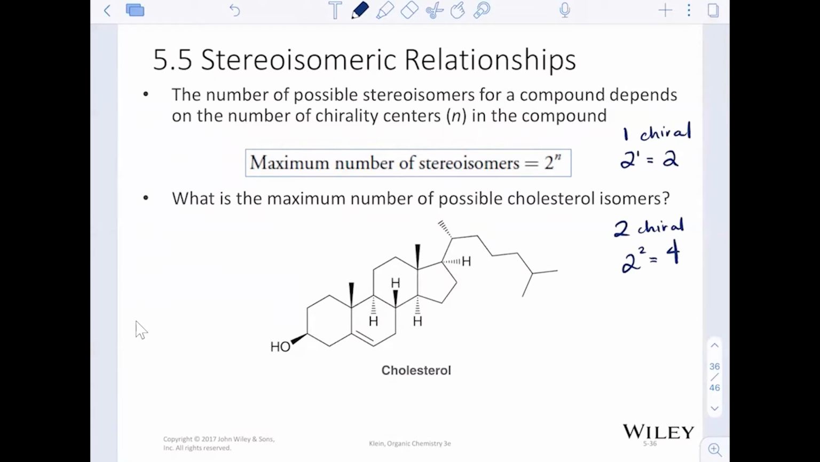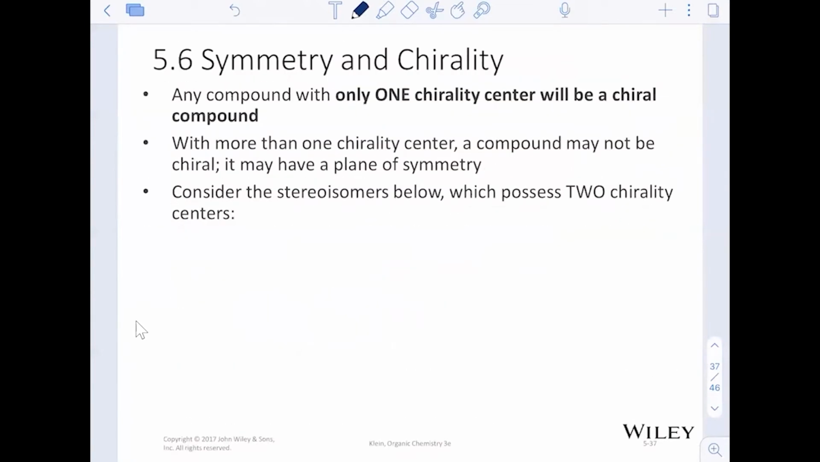Here's cholesterol. How many? 1, 2, 3, 4, 5, 6, 7, 8. Yikes. Yeah, there are a lot of possibilities for stereoisomers. And guess what? Cholesterol is the one that works in our body. So crazy. Any compound with 1 chiral center will be a chiral compound. With more than 1 chiral center, it may or may not be chiral. Here's where I was hinting towards a new word.